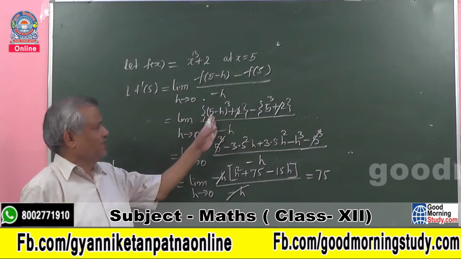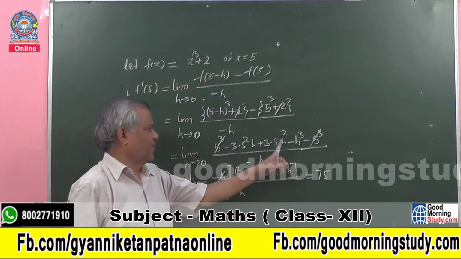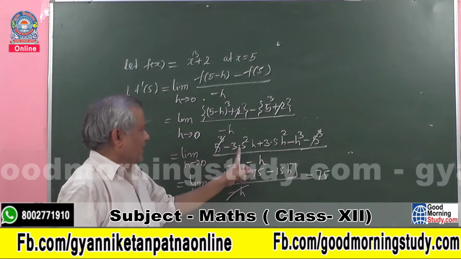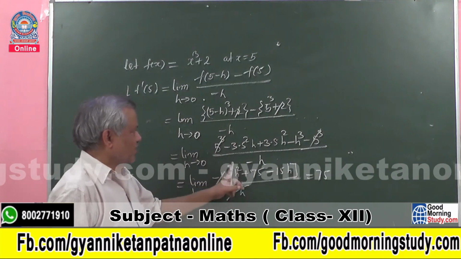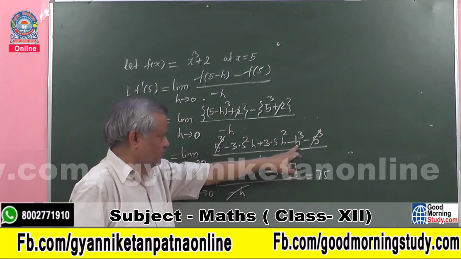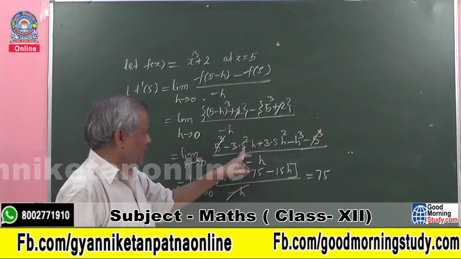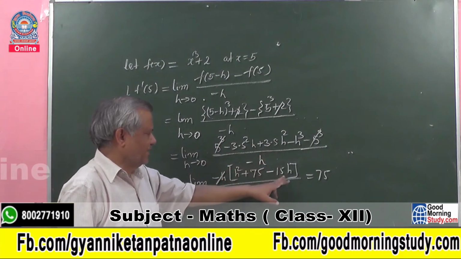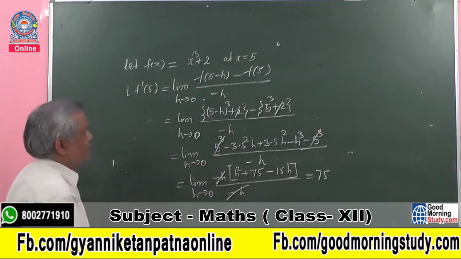Always using the formula, we must be cautious that the sign must be proper. I have taken minus sign common, so it becomes plus here. This becomes plus here, and this becomes minus here. So h is common out, so it is h square, it is only 75, and this is 15h. Cancelling it, putting h is equal to 0, it is 75.